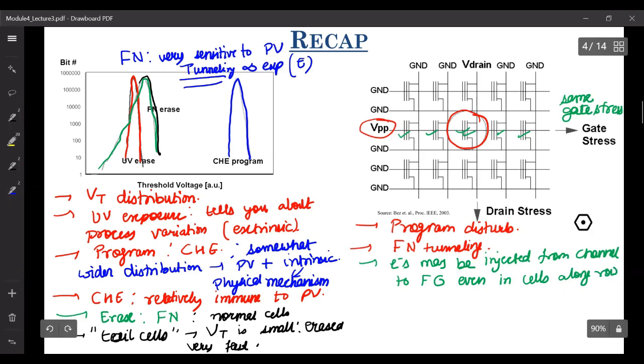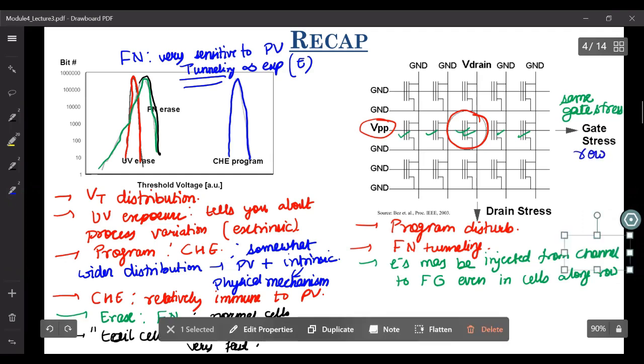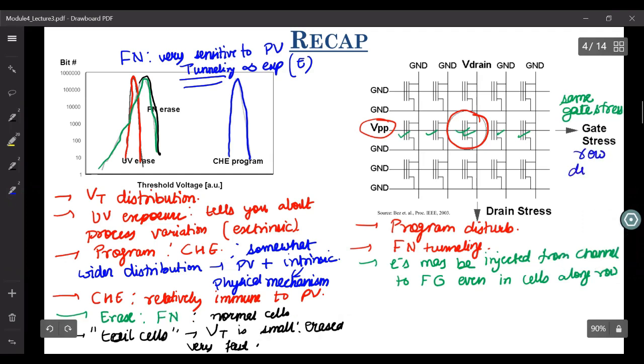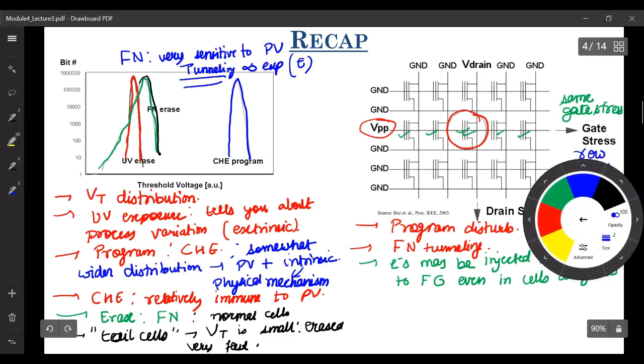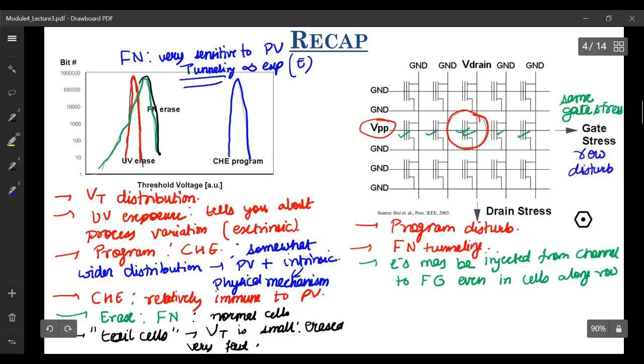So this was called what? This was called gate stress, or row disturb effect, or row disturb, I would say. Now, what if we want to program it using CHE? So if you wanted to program using CHE, then what you do is you apply a high drain bias, right?